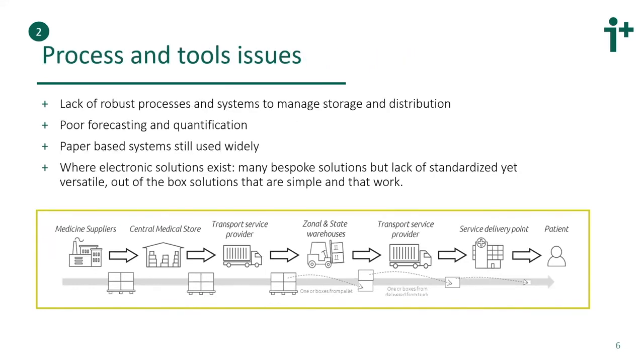The second group of issues is the processes and the tools. Here we saw a lack of robust processes in place, and sometimes those processes do not manage storage and distribution. This results in poor forecasting and quantification because of the inaccuracy of the data. Paper-based systems are still widely used in countries, and where some electronic solutions do exist, they are still not standardized.